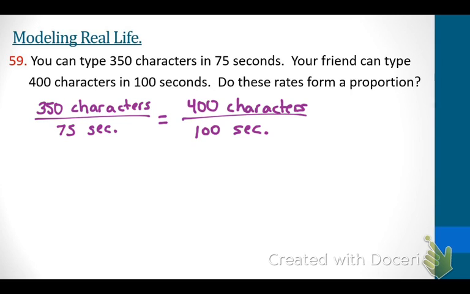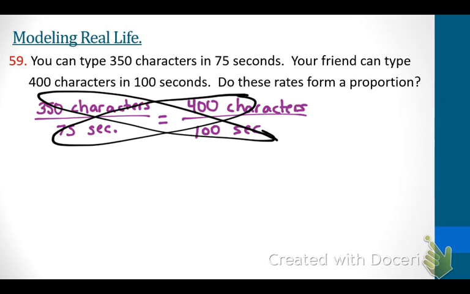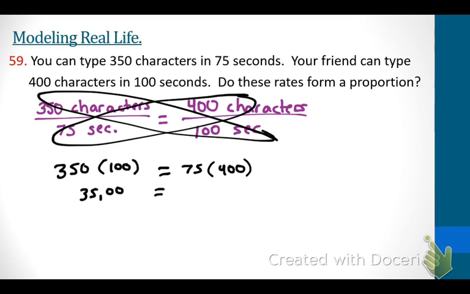All right, now what'd you do? 350 times 100 and 400 times 75. Okay, so she's doing the cross product way. When we do that, we get 350 times 100 equals 75 times 400. All right, what is 350 times 100? 35,000. And what about the right side? 30,000. Do those equal each other? No. So the question is, do they form a proportion? No. The answer is no, because they did not equal each other.